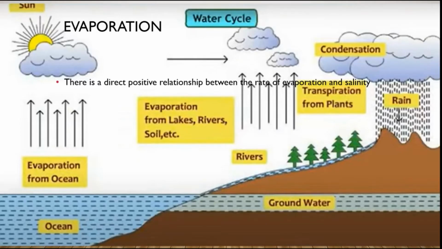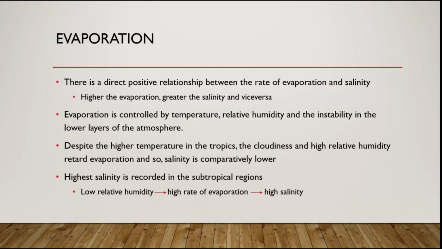First one is evaporation. The process of evaporation is certainly the most important factor that controls the distribution of the surface salinity. The process of evaporation of sea and ocean water through the hydrologic cycle leads to the concentration of salts in these waters. As we are aware, through the process of evaporation, pure water is taken out as water vapor and salt is left behind. There is a direct positive relationship between the rate of evaporation and salinity. Higher the evaporation, greater the salinity, and vice versa.